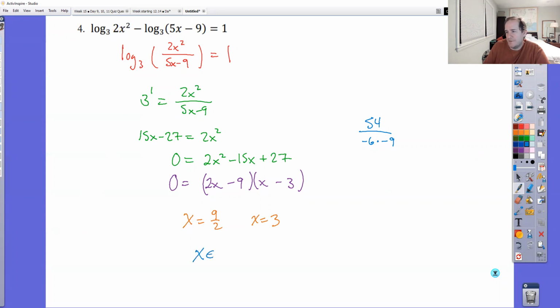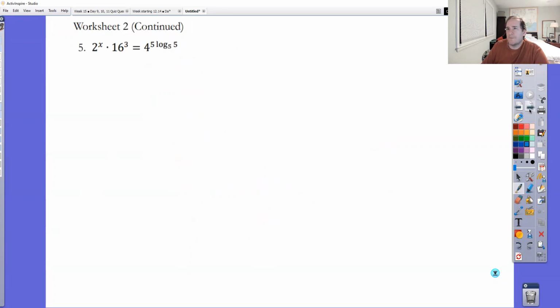So we express our solution set then in numerical order, 3 being the smaller, 9 halves being the bigger. Put a box around it. And boy, am I proud of us. That's 4. And it looks like there's 4 more. So on we go. So this looks different.